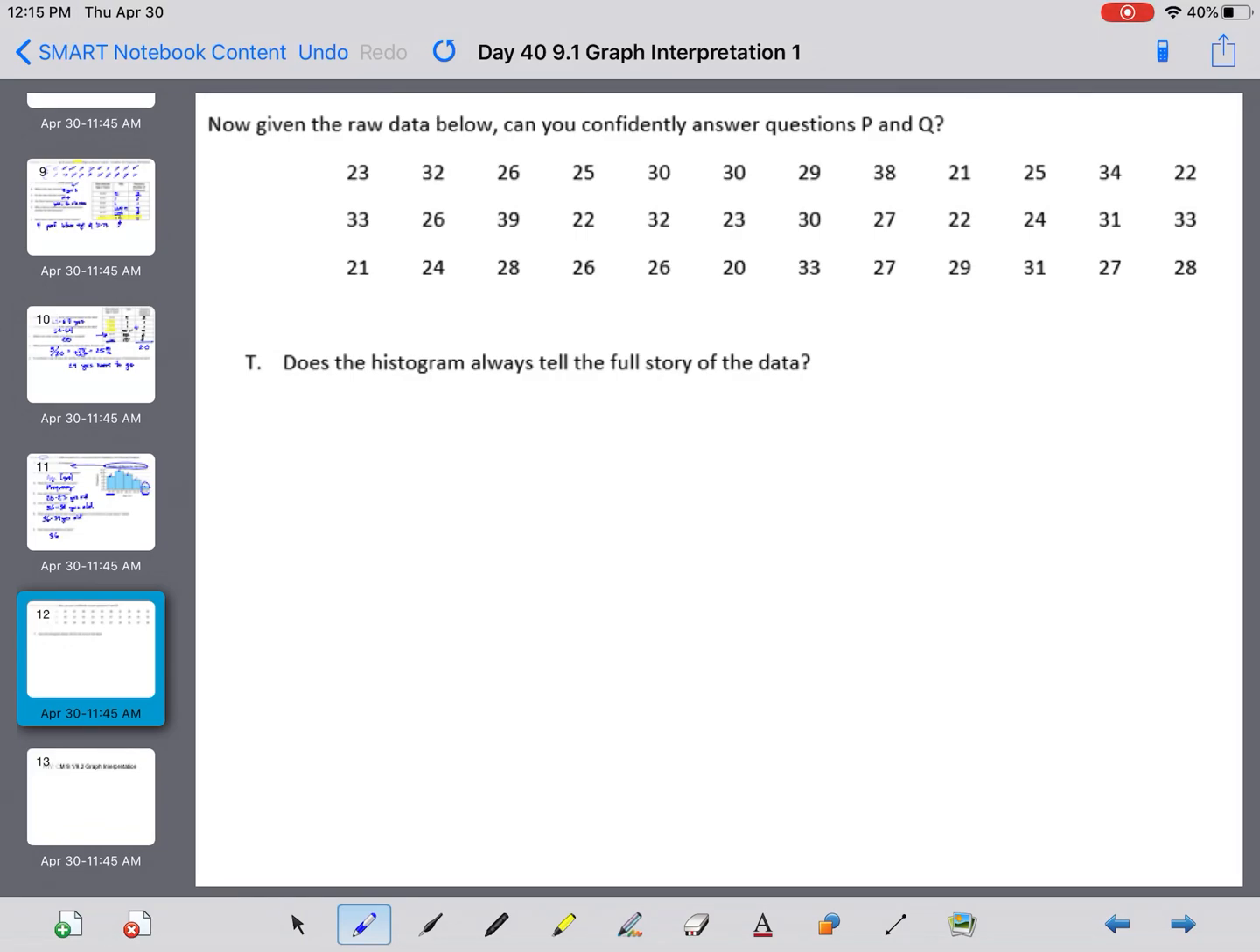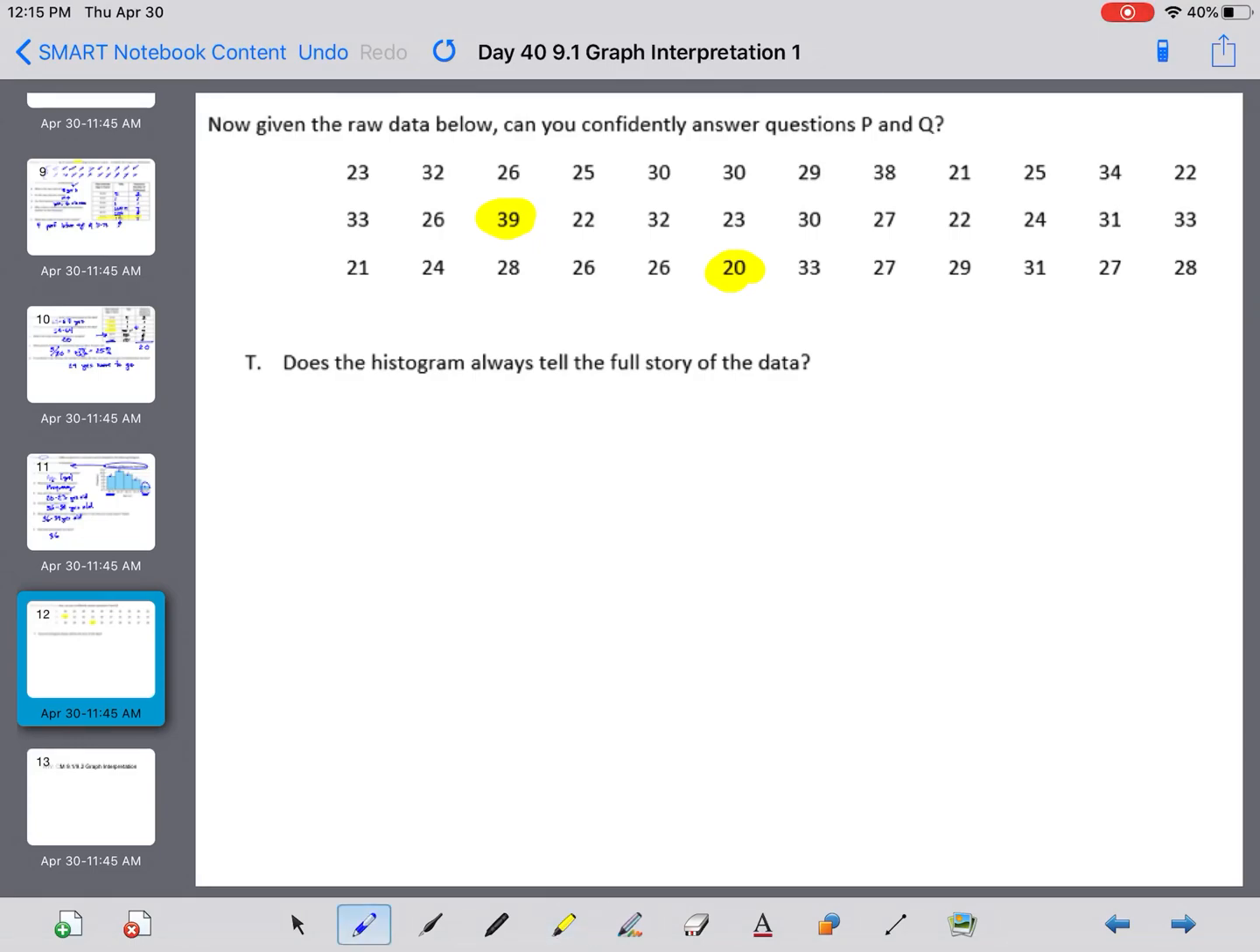Now, for this last part right here, I'm actually going to give you the raw data. So this is all the data that was used to compile this histogram. And we can go back now and actually answer questions P and Q. So P was how old is the youngest player? So now I can actually go through and identify what is my smallest data value. It does look like 20 is my smallest. And then for Q, I can go back and look, okay, which one is actually my oldest? And so I'm just kind of scanning this whole thing. I see a 39. So 20 is my youngest and 39 is in fact my oldest, now that I have the raw data to look at.